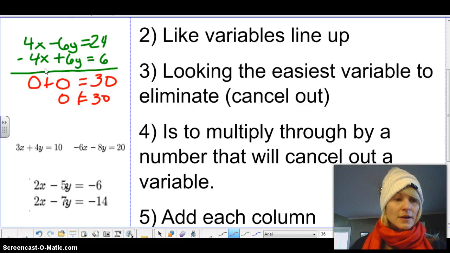So if we look over here, these are the same, but my constants are different. So that means these are not the same equation. If they were the same equation, this would have to be 24. So they're not the same, so they're not dependent. So you must conclude that these are parallel lines. Therefore, they have no solution.